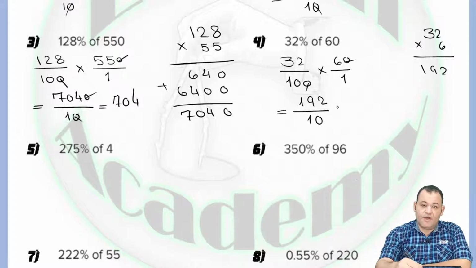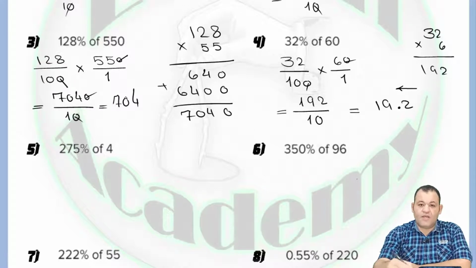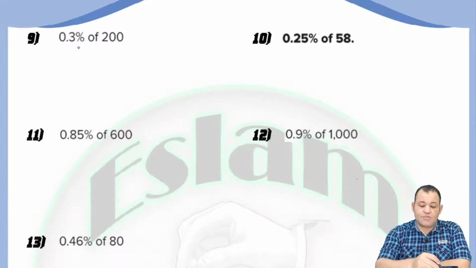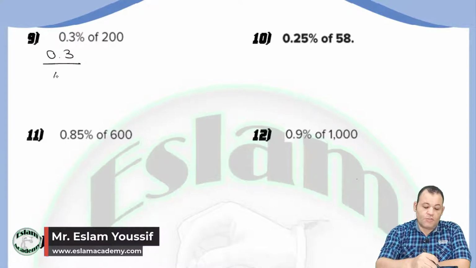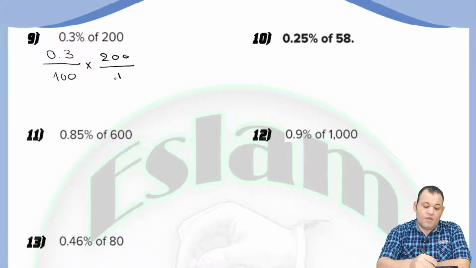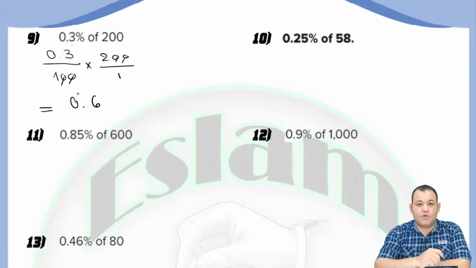Now because we have here divided by 10, it means put the decimal point after one digit from the right. So I'll just write 192, then starting from the right by one digit, I will put the point. So you'll find that the answer will be equal to 19.2. In question number 9, 0.3% of 200. In the same way, we'll say 0.3 over 100 times 200 over 1. Cancel the two zeros with the two zeros, so it will be 0.3 times 2 equals 0.6. So 0.3% of 200 equals 0.6.